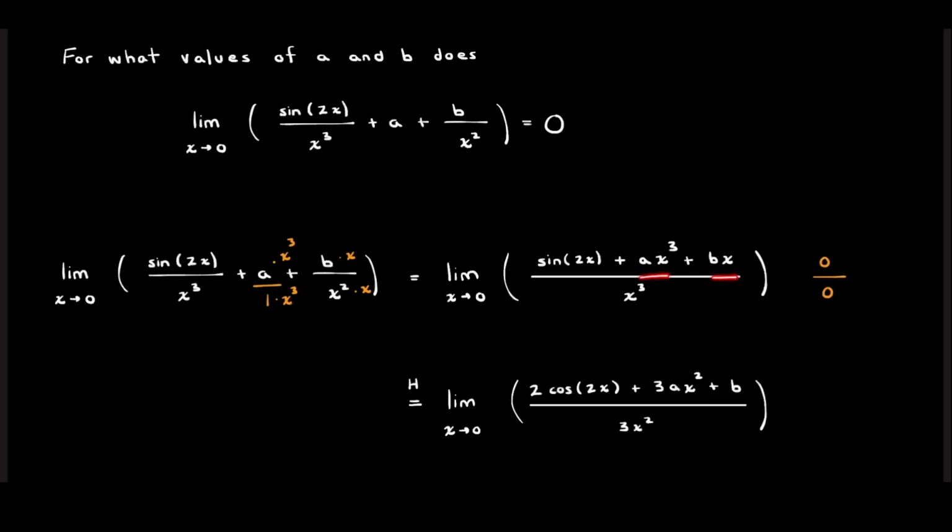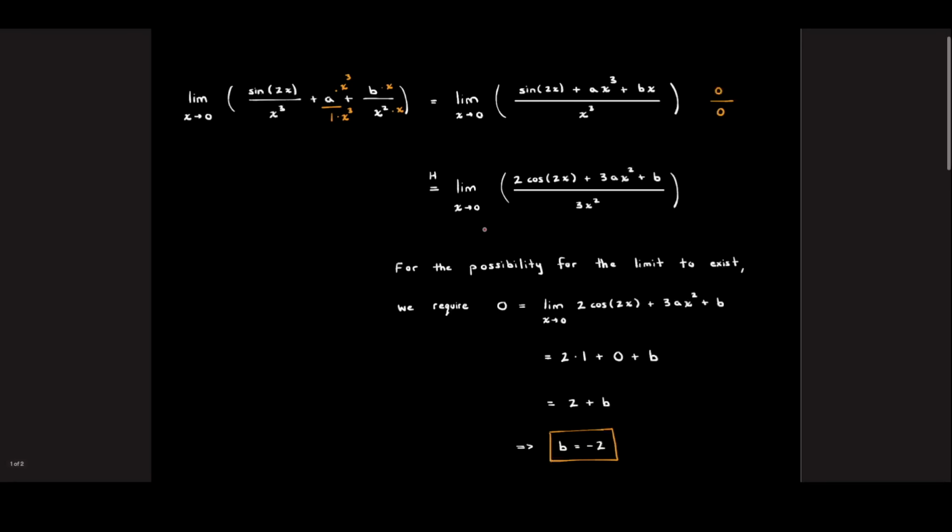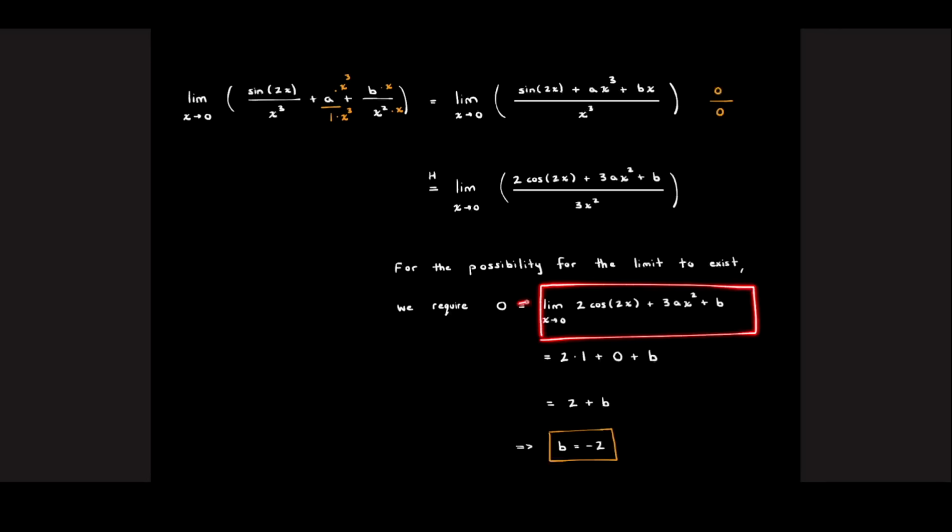For these terms, we can just use power rule. We can just bring the 3 down, subtract 1 from the exponent. We get this 3ax squared term, and then this just differentiates to a constant. On the bottom, we use power rule, we get 3x squared. Now let's try to reevaluate this limit by plugging in 0. You can see the bottom is equal to 0. For the possibility of this limit to exist, we require that the numerator also approaches 0. That's what we've written over here, that the limit of the numerator should be 0 for the chance for this limit to exist.